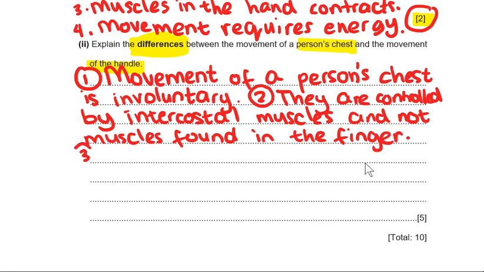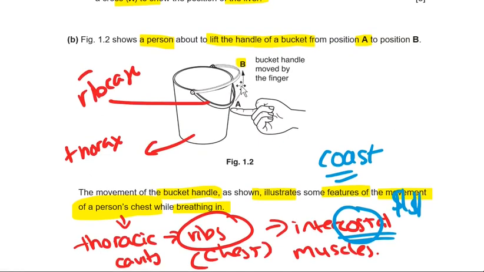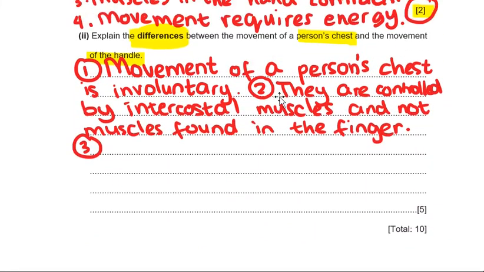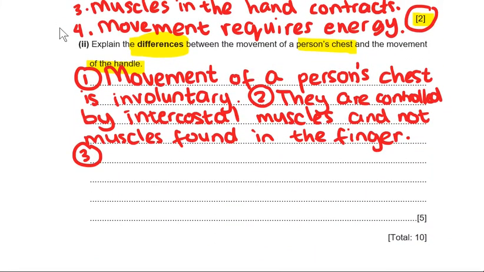Okay, third point is the fact that the muscles are found in between the ribs, and this time if you have a look over here, the muscle that's acting on this handle is actually touching the handle itself to move it up. It's not in between like how our intercostal muscles are. So we're going to mention that in our third point.